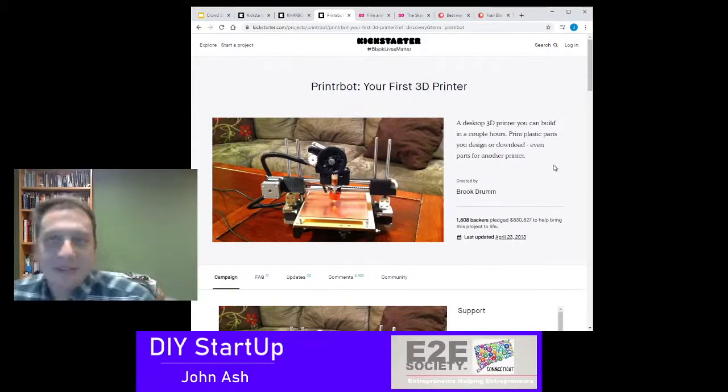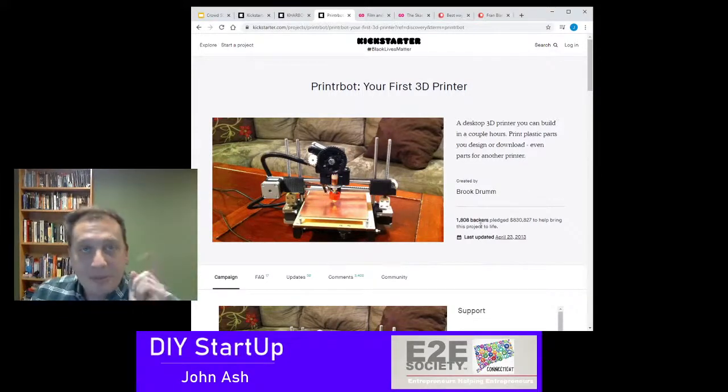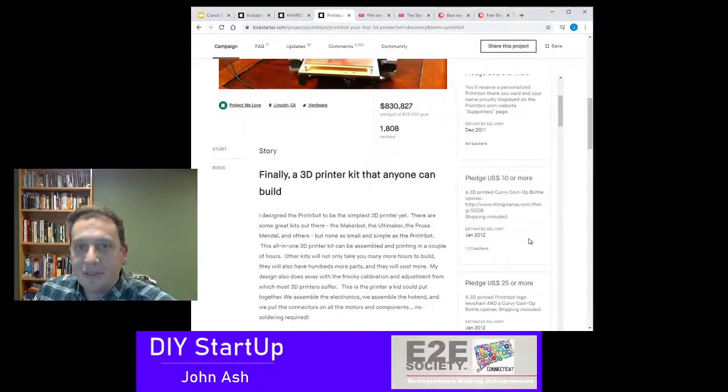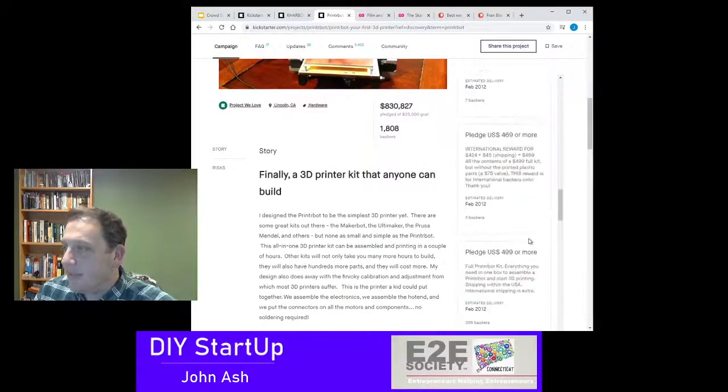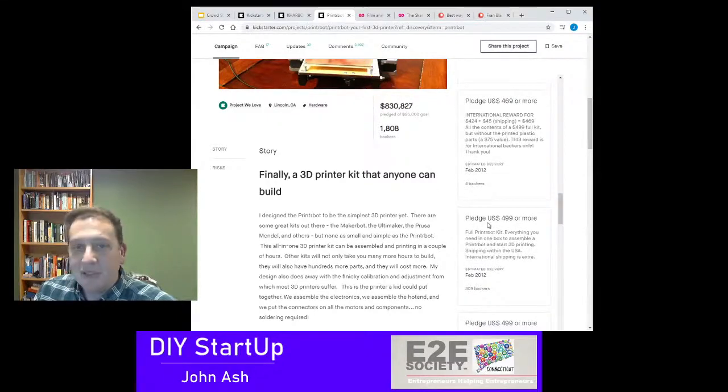Okay. So if you look at the PrinterBot thing, this is the most important part that I want to point out. On the side, 1,808 backers pledged $830,000 to buy PrinterBots. So let's look at how much the pledge was. I think I bought the big one. I think I paid a pledge of US $499 or more for the full PrinterBot kit. Estimated delivery of 2012, if you can believe that. I don't think it came in 2012. This is the full kit, so $500 a piece.